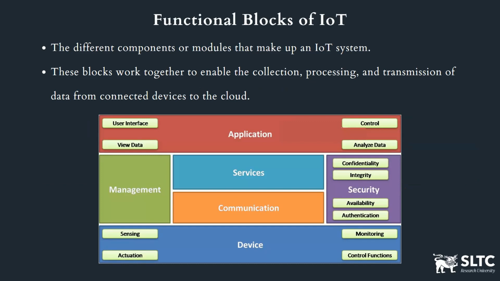Functional blocks of IoT are basically the functions that are necessary for an IoT implementation. Functions means the different aspects that are required for an IoT network. When we talk about these functions, we can divide them into different categories. At the device level, we have to do different functions. At the device level, we have to do sensing, we have to do monitoring of the data, right?